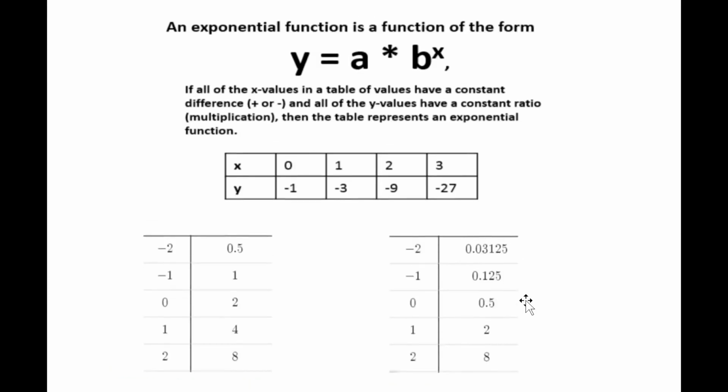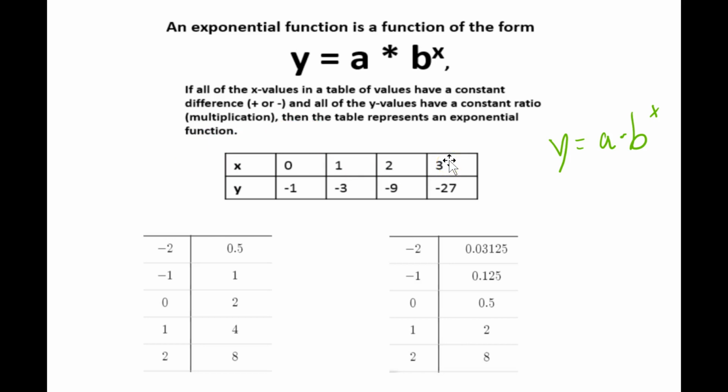All right, so an exponential function is a function of the form y is equal to a times b to the x. All right, we got that. If all of the x values in the table of values have a constant difference, meaning the x values being added or subtracted, and all the y values have a constant ratio, this time meaning multiplication, then the table represents an exponential function. So these are going to be in the form of y is equal to a times b to the x, but your a is going to be a particular, well, I'm not going to talk about it. You'll see in a second.